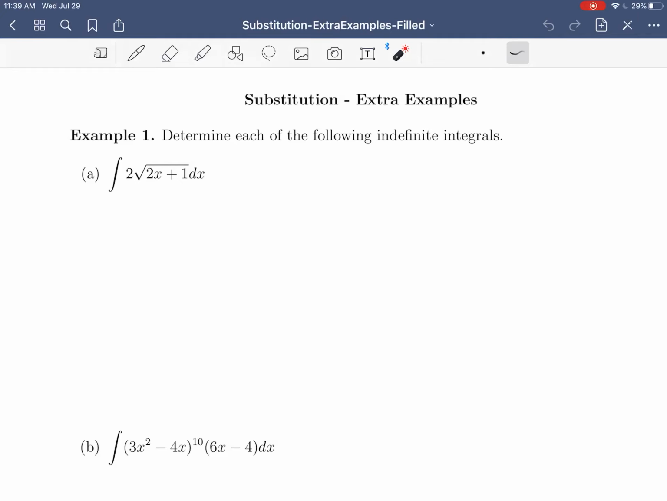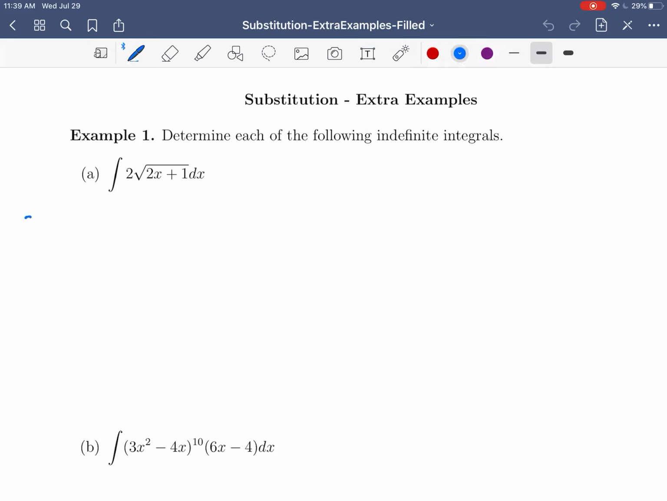In this video, we're going to do some extra examples using the substitution method for indefinite integrals. So let's jump right in. The first ones are hopefully a bit easier than the ones we're going to see later. I want the indefinite integral of 2 times the square root of 2x plus 1.